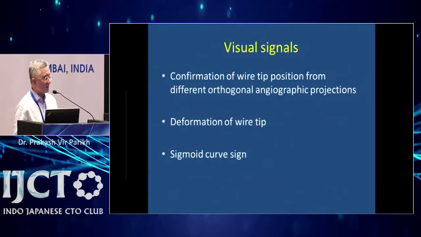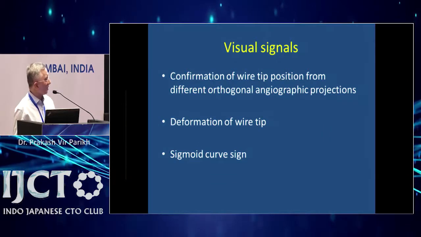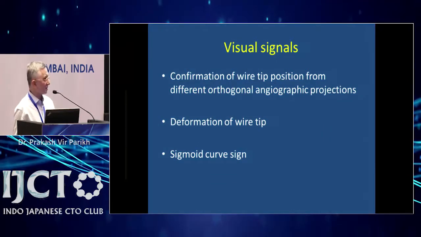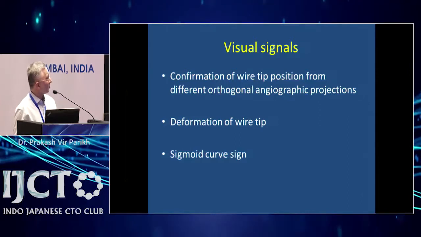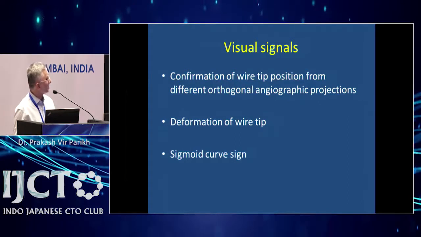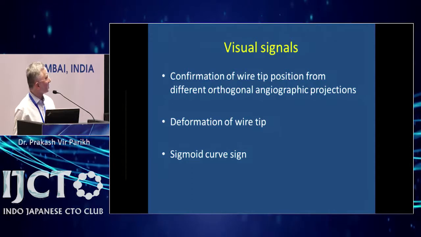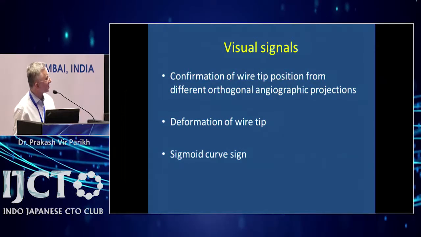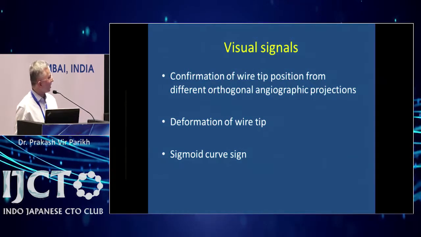Second most important signals when you are aiming for intimal tracking are visual signals. Visual signals are more reliable than tactile signals. You should always confirm the wire tip position from different orthogonal angiographic positions during your procedure very frequently.